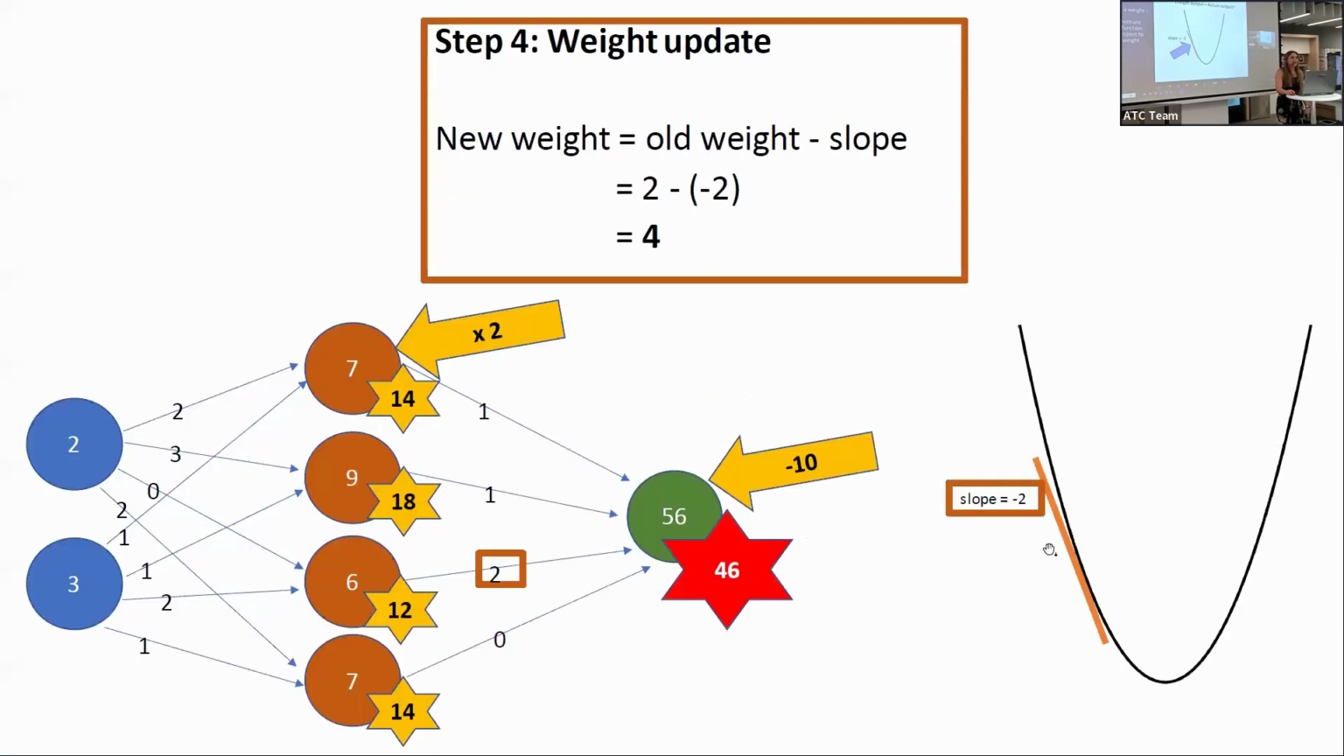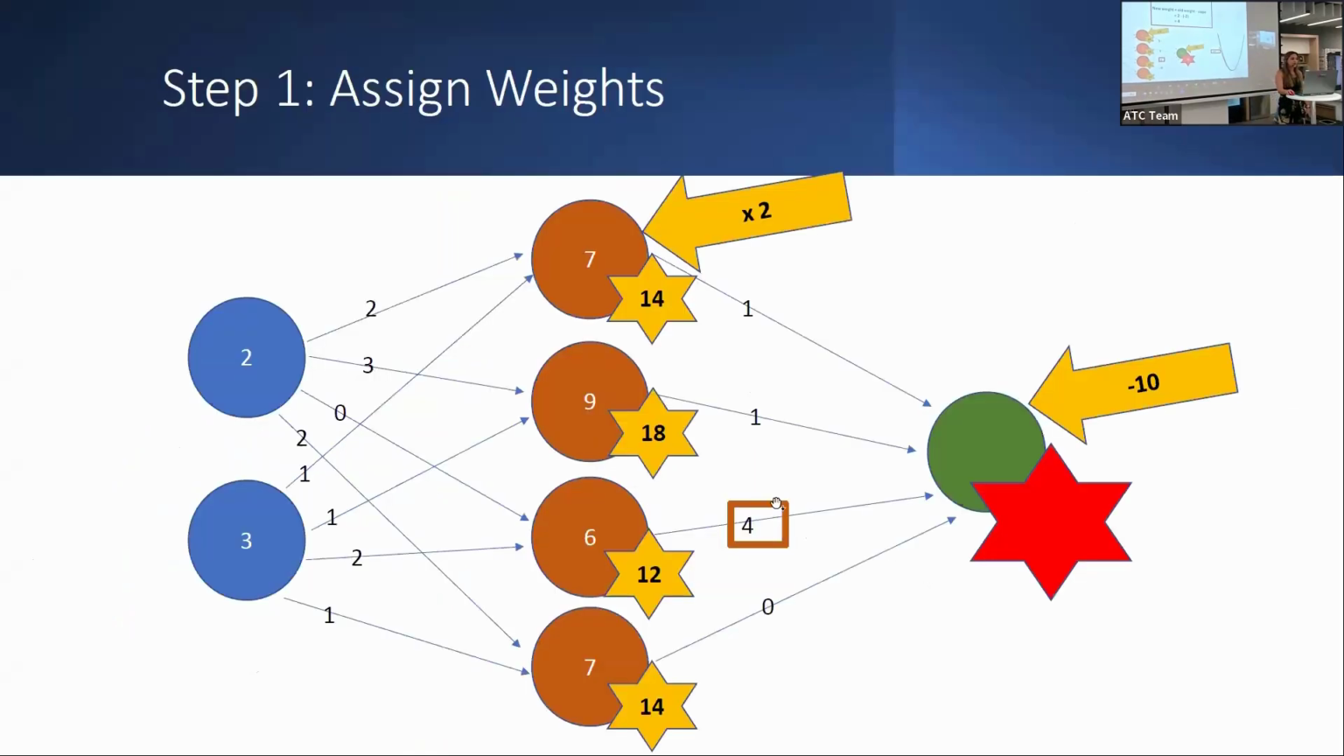Okay. Step 4 is doing the weight update. To get the new weight, you take the old weight. So the weight used to be 2, and you subtract the slope that you got from it to get your new weight, which is then 4. Okay, back to step 1. We assign weights. So that weight that used to be a 2 becomes a 4.